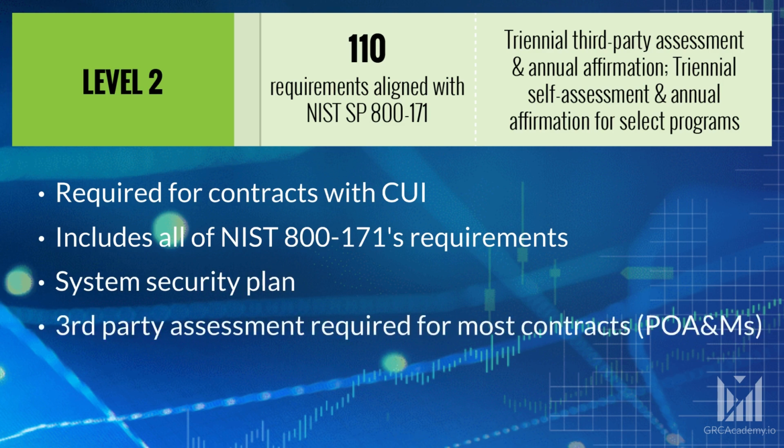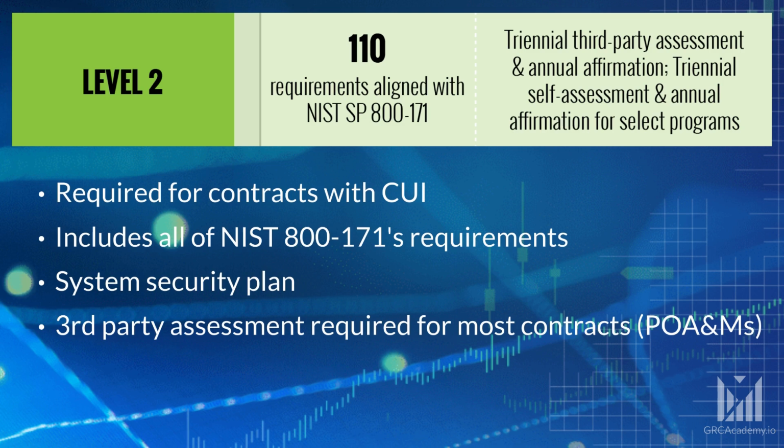Level 2 requires a third-party assessment for most contracts. A small subset of contracts will allow for self-assessments. CMMC Level 2 does allow POAMs from your assessment for certain requirements, but the POAM must be closed out within 180 days. Otherwise, your certification or compliance will be revoked. We'll discuss the details on POAMs in another lecture.